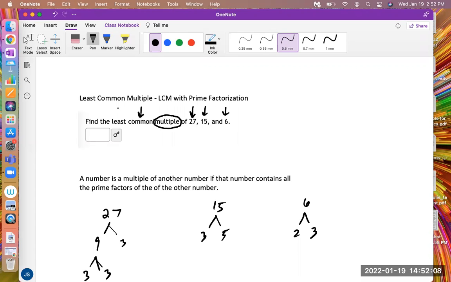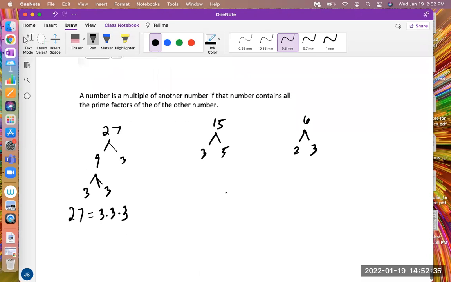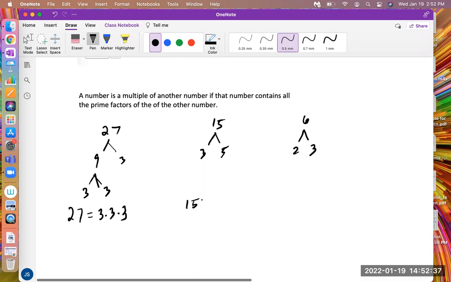And then the last word here to describe this is least. One way of finding a multiple of all those numbers is just multiplying all those numbers together. But sometimes that is the least common multiple, and normally it's not. So it's not the smallest number that satisfies being a multiple of all three. So the prime factorization of 15 is 3 times 5, and the prime factorization of 6 is 2 times 3.